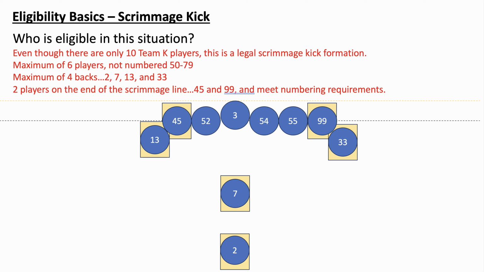Those players are the 4 backs that are off of the line of scrimmage. So we have A13, 7, 2, and 33. And then we have the 2 players on the end of the line of scrimmage that are not numbered 50 to 79, in number 45 and number 99 here. So we have 6 players that are eligible to catch a legal forward pass.